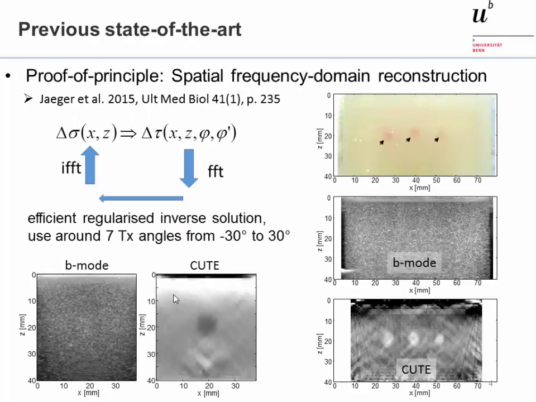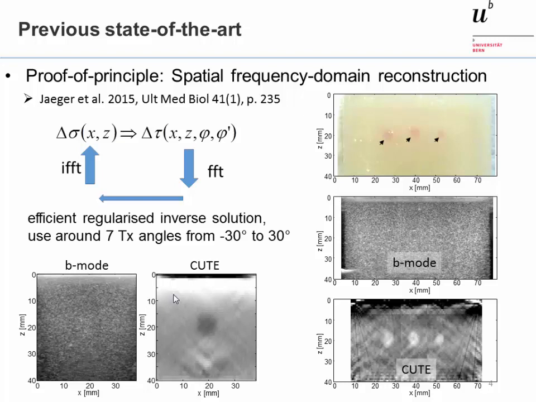So by measuring this delta tau spatially resolved, one can reconstruct the delta sigma using a frequency domain real-time capable reconstruction algorithm. And to make a robust result, instead of using just 2 transmission angles, typically it works best using 7 transmission angles, ranging, for example, from -30 to 30 degrees.